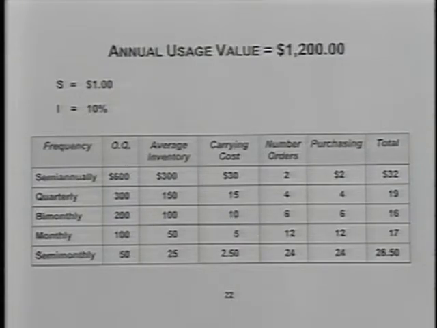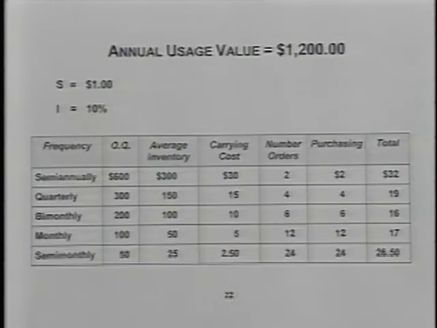The number of orders, again moving to the right, we've identified, and if I take that column, number of orders, and multiply that by $1 per order, I would get the purchasing cost column, which is the second column from the right. Now, the total column is the sum of the carrying cost column plus the purchase cost column. So if I have $30 for carrying cost in the first ordering scenario, which is semi-annually, and I add $2 of procurement cost to it, I get a total cost of $32.